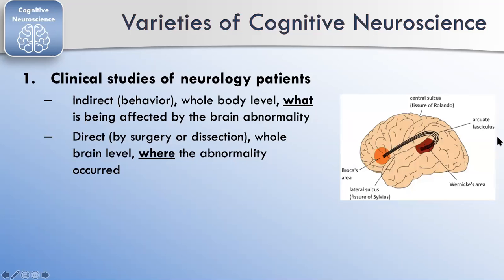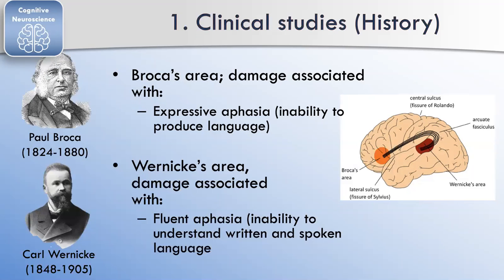So we'll start off with clinical studies of neurology patients. Historically, the best evidence we had was indirect. Since the rise of surgeries in the 20th century and our deeper understanding with non-human animals and the surgeries that we do on their brains, we've been able to get more and more precise locations. But the couple of areas we realized were important quite early on were named after these gentlemen, Paul Broca and Karl Wernicke. Broca's area and Wernicke's area, both associated with language.